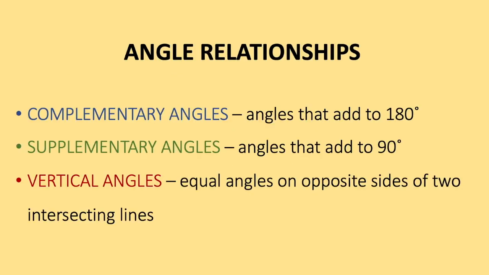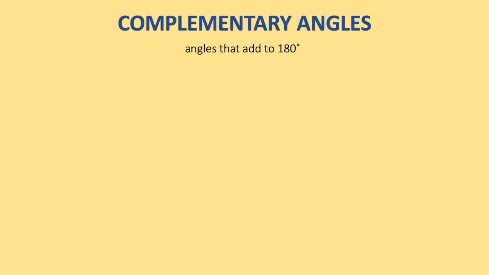The three different angle relationships that we'll be talking about today are complementary angles, supplementary angles, and vertical angles. Complementary angles are angles that add up to 180 degrees, supplementary angles add up to 90 degrees, and vertical angles are equal angles on opposite sides of two intersecting lines. We'll go over each of these relationships in more detail.